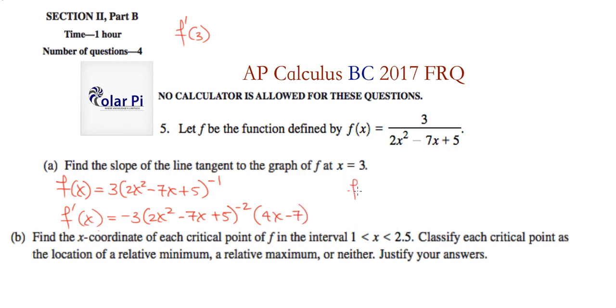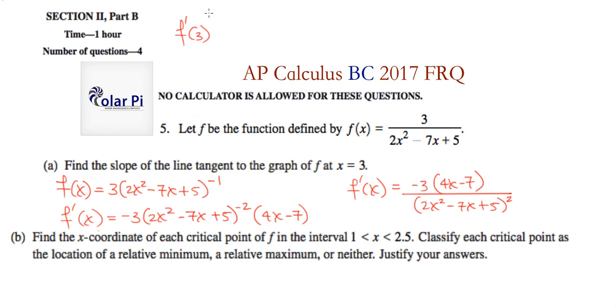I want to write f prime of x a bit cleaned up, with that negative exponent being positive. So I write negative 3 times (4x minus 7), all divided by (2x squared minus 7x plus 5) all squared. Now I could have distributed this negative 3 to each term, but I didn't want to intentionally. I think it will make for easier computation.